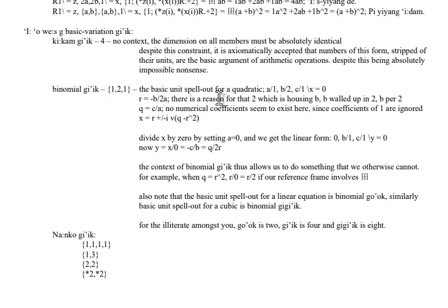That 2 right there, there's a reason for that, right? It's housing the b. B is walled up within 2, or we have b per 2. Recall when I mentioned that per means wall or house. Q is C on A, and there's apparently no numerical coefficients here because coefficients of 1 are just ignored.